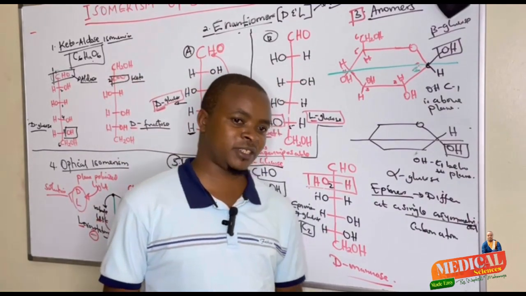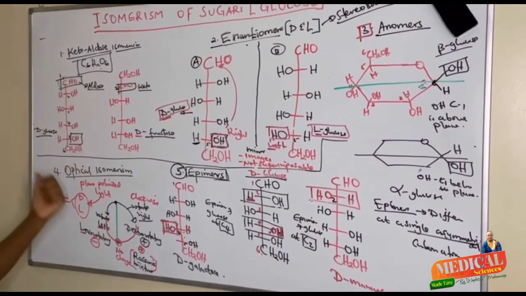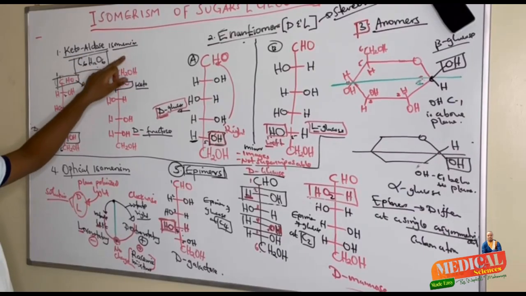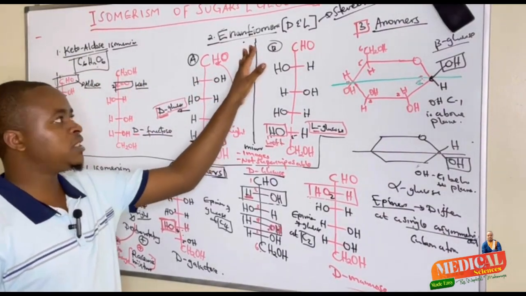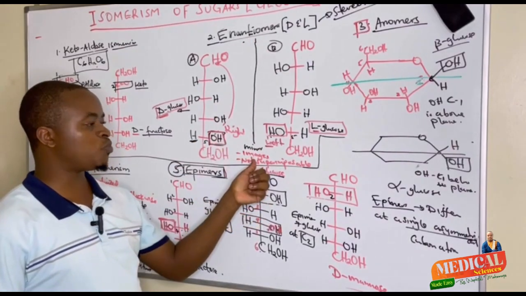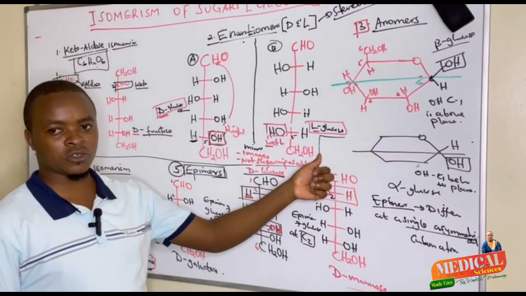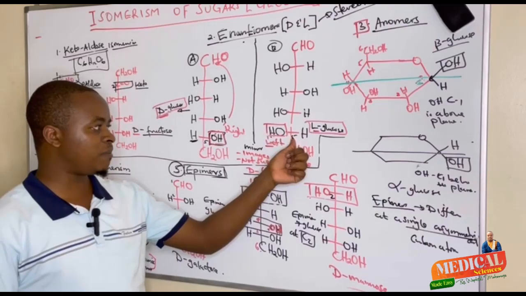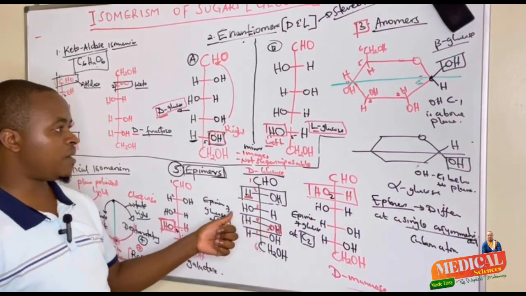So thank you so much for being with us, where we have discussed all types of isomers in glucose, whereby we have talked about keto-aldose isomerism. We have looked at enantiomers, which are mirror images but not superimposable. And the example was D-glucose and L-glucose. L means left, the hydroxyl group at carbon number 5 is on the left. Then D means on the right at carbon number 5.